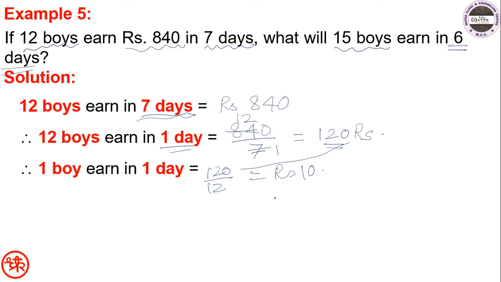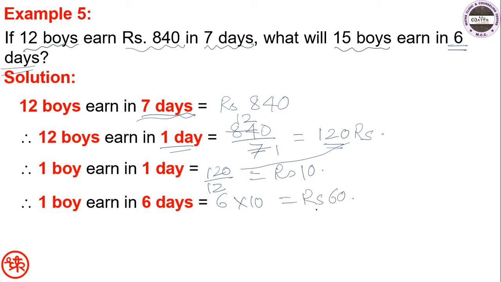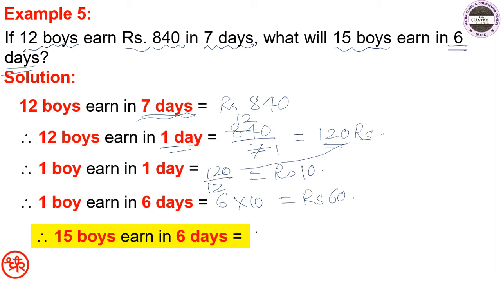Is that clear? Now, therefore, one boy will earn in 6 days. So that will be multiplied by 6. That is 6 into 10 is equal to rupees 60. One boy earns in 6 days, that is 10 into 6. And therefore, 15 boys earn in 6 days. How much will it be? 60 multiplied by 15. Therefore, 15 boys earn in 6 days is equal to 60 multiplied by 15, and that is equal to 900 rupees. Is that clear?